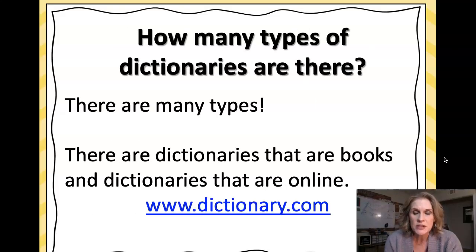How many types of dictionaries are there? There are many different types. There are dictionaries that are books, and there are dictionaries that are online. I suggest you using www.dictionary.com for this week's grammar activities if you don't have a paper dictionary at home.